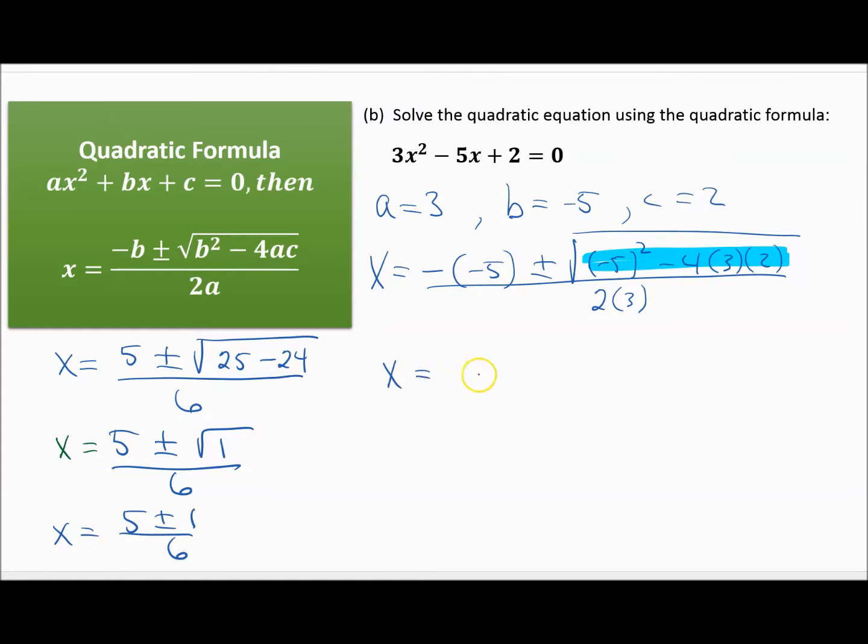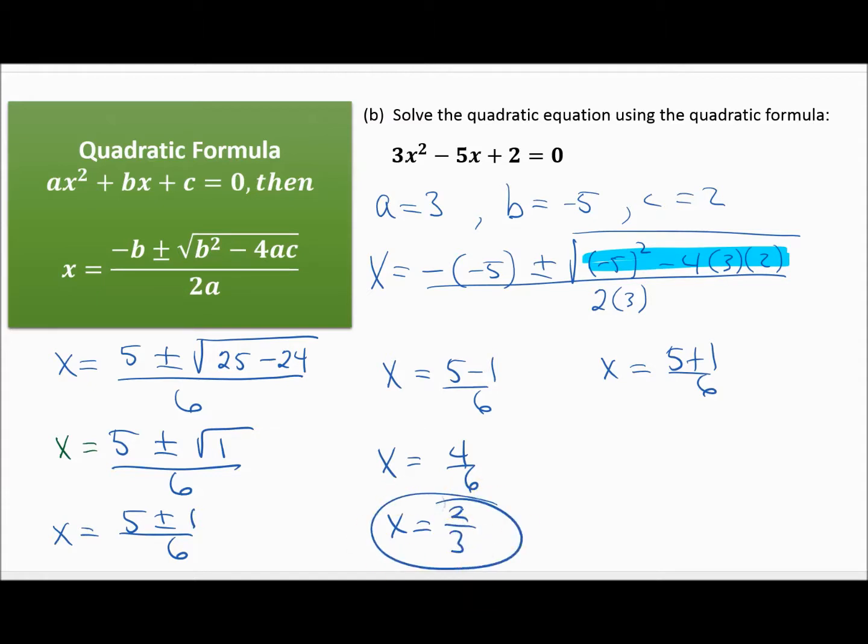And we split that up into two different answers now, because I can't do any more simplifying here. I have 5 minus 1 over 6 and 5 plus 1 over 6. Simplify, 5 minus 1 we know is 4 over 6. If I keep simplifying that, 4 over 6 is 2/3. You do need to reduce any fraction to lowest terms. The second answer, 5 plus 1 is 6 over 6, and we know 6 divided by 6 is 1. So I have two answers.